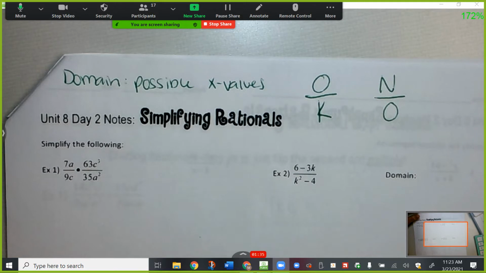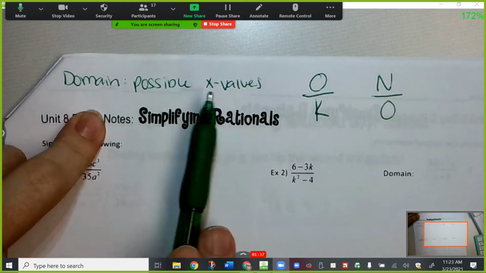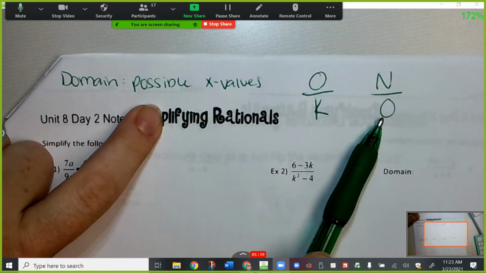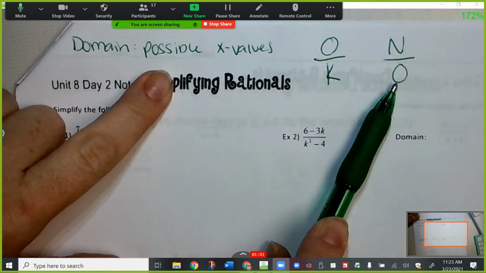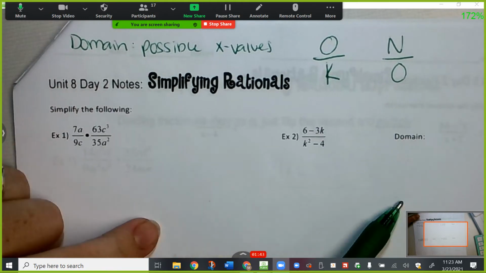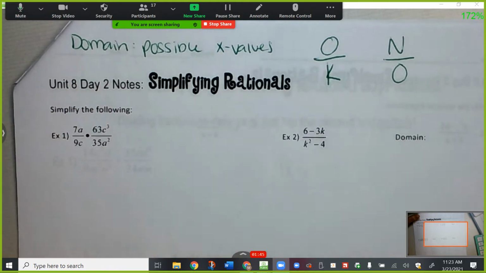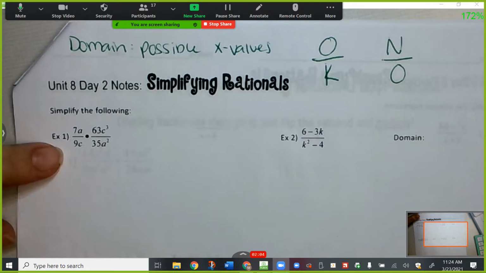Now, I want you to realize that your domain is your possible x values, and you cannot have a 0 on bottom. So really, y'all, when we're looking for a domain, since we're not solving, technically your letter can be anything except what causes your denominator to equal 0, because that's not okay. So we are looking really for what your letters can't be versus what they can be, okay? So let's look at the first one.